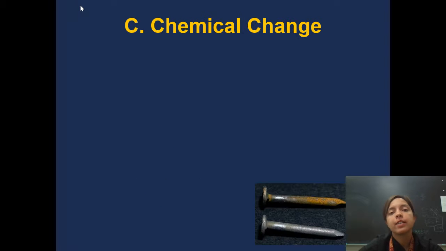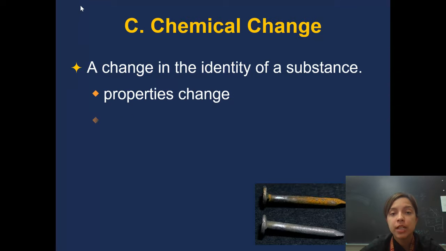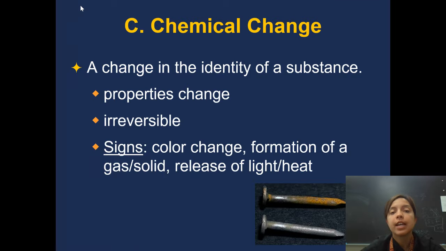Now, next we have chemical change. That is a change in the identity of a substance, so the properties will change. It is not reversible, so you can't go back to the original state. The signs that a chemical change has happened are color change, formation of a gas or solid, and the release of light and heat.